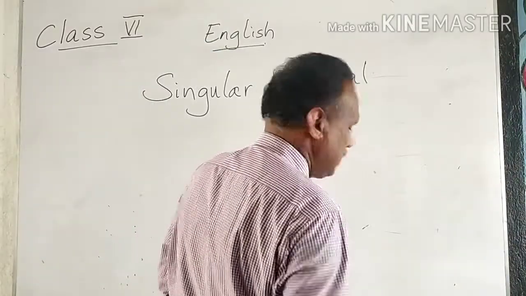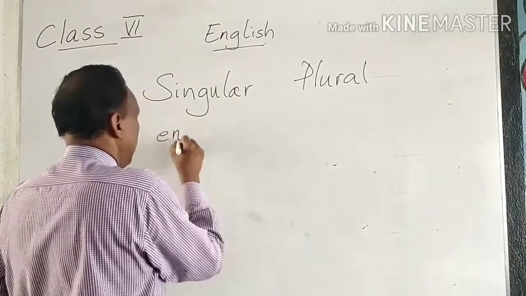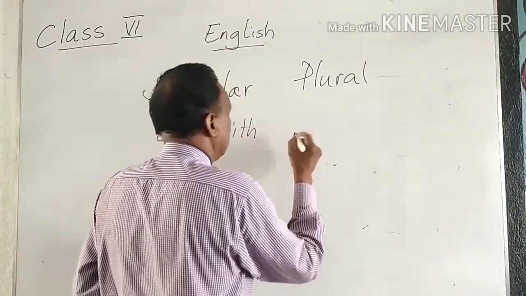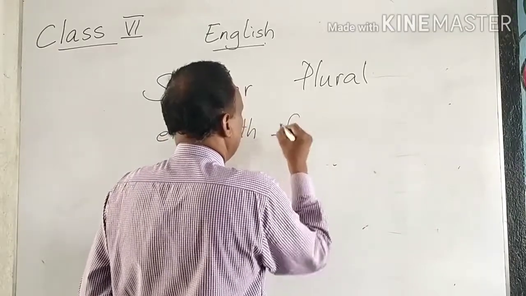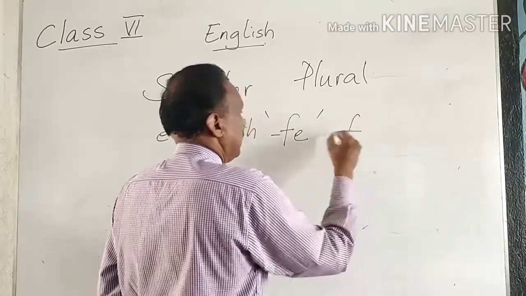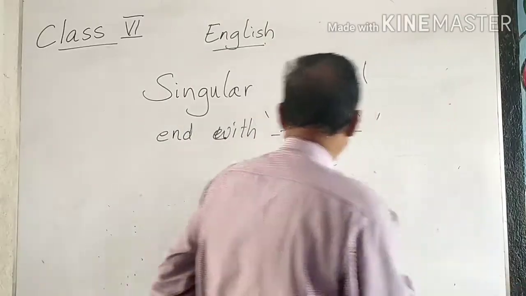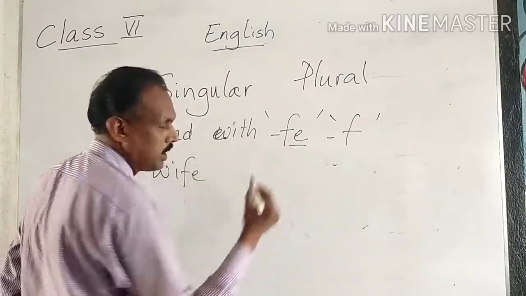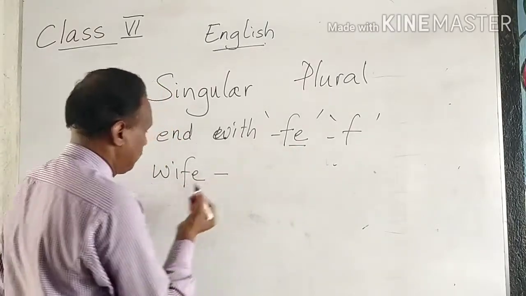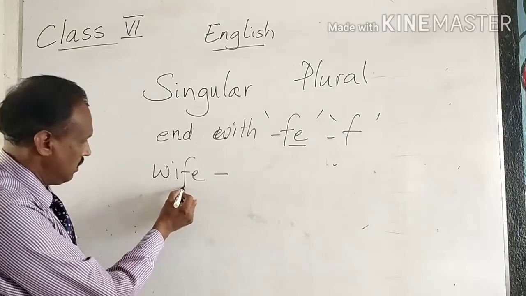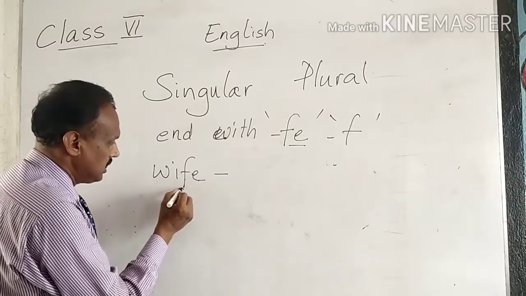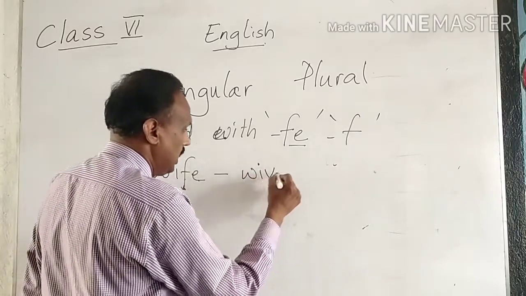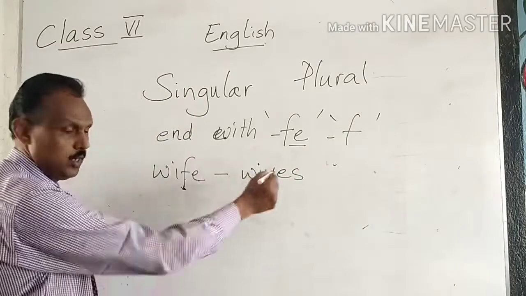Now another one: when words end with FE or F. For example, you see this one, wife. It ends with what? FE. So how do you form the plural? When it ends with FE or F, we change the F into V. W-I, F changes into V, and we write ES: wife, wives.